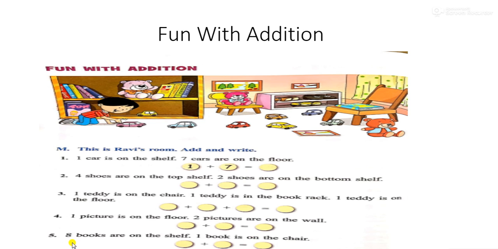Then fifth one is, 8 books are on the shelf, 1 book is on the chair. Yes, 8 books are on the shelf. Here 8 books are here. Okay. Then next, 1 book is on the chair here. 1 book is on the chair. So total how many books are here? Count it. So here write the numbers here. 8 plus 1 is equal to total how many books are here? Count the numbers and write the answer here.